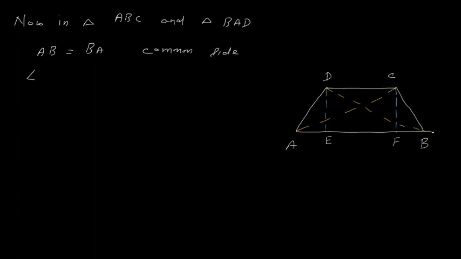Angle in ABC, angle B, and in BAD, angle A, they are equal. We have just proved this from 1. And so this side is common. This angle is equal to this angle, and this BC is equal to AD. BC is equal to AD. This is again given.